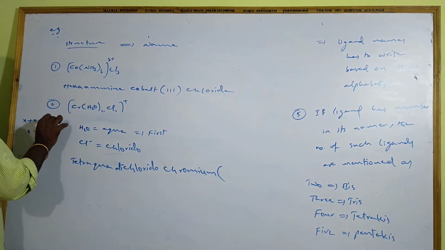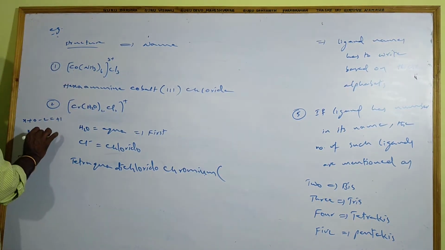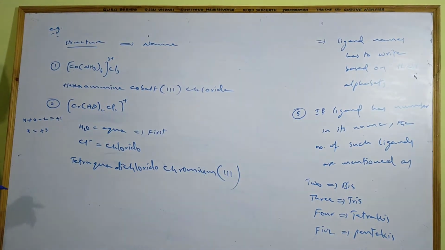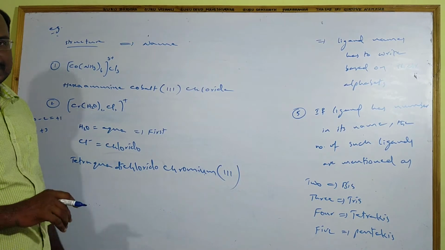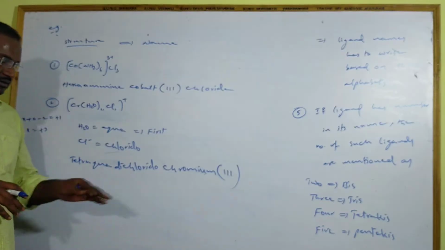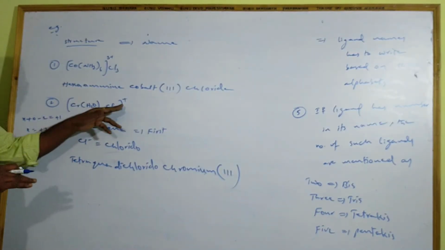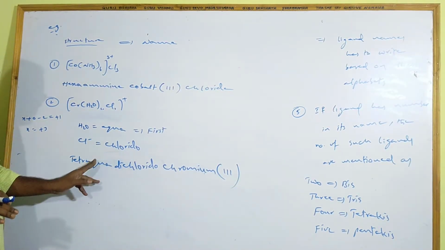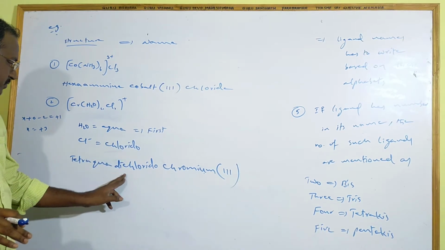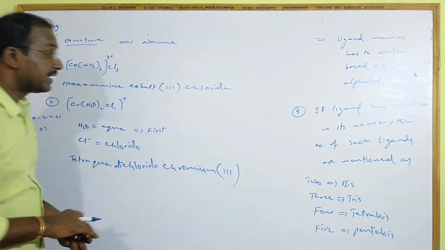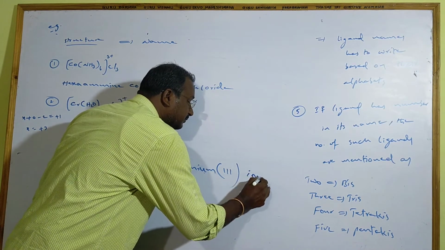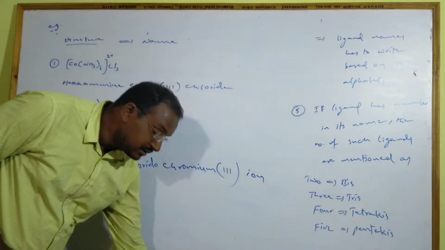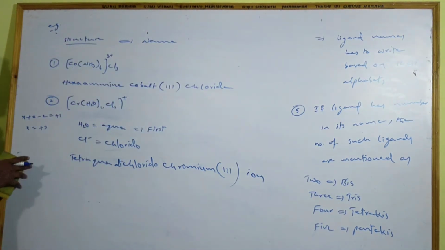Chromium, its oxidation state. If it is plus 1, then it becomes plus 3. So the oxidation state is plus 3. Chromium plus 1 is a very rare condition, so there was a mistake there. If it is a cation, no need to write anything special. It is tetraaquadichloridochromium(III) ion, because in total it has a charge. So like that you have to write the name if the structure is given.